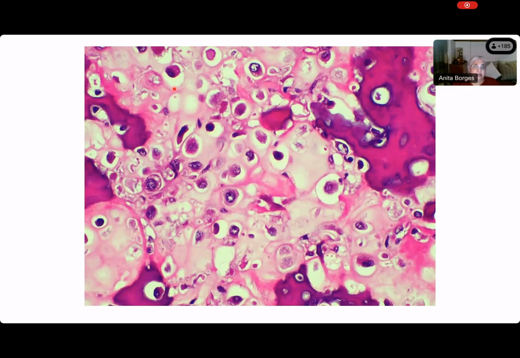There you are at even higher power. Okay, and you see that there's vacuolation in some of these cells. So some of them may be actually clear cells, or they may have just sort of the cell body has come away from the vacuole in which it is sitting. Okay? Right. So this is chondrocyte.